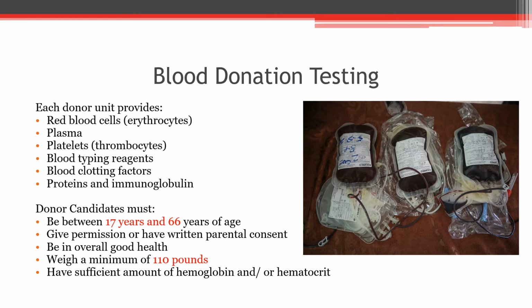proteins and immunoglobulin. Donor candidates must be between 17 years and 66 years of age, give permission or have written parental consent, be in overall good health, weigh a minimum of 110 pounds, and have a sufficient amount of hemoglobin and/or hematocrit.